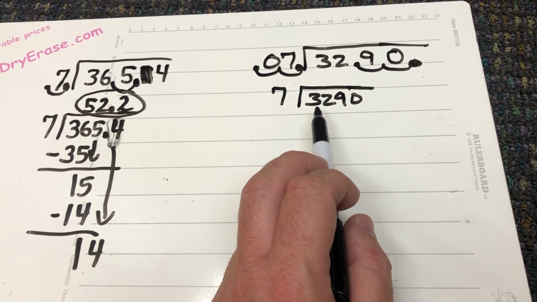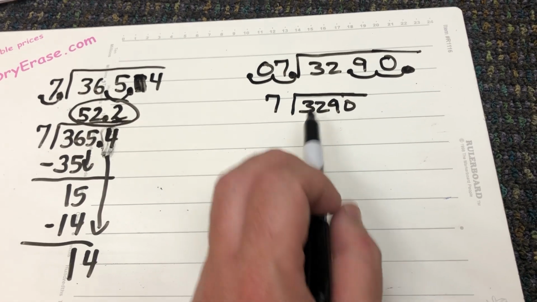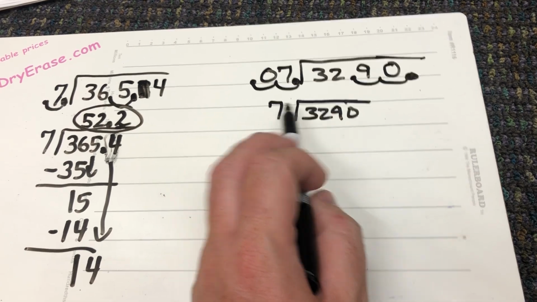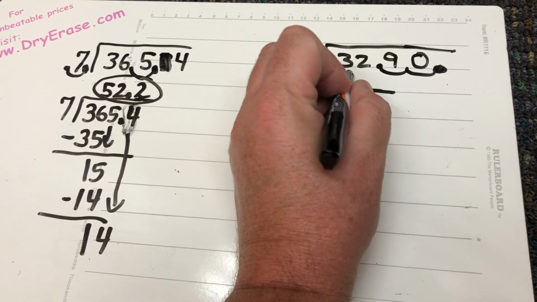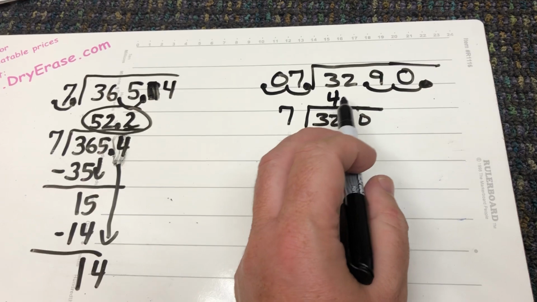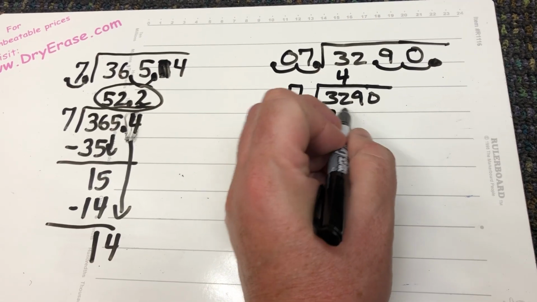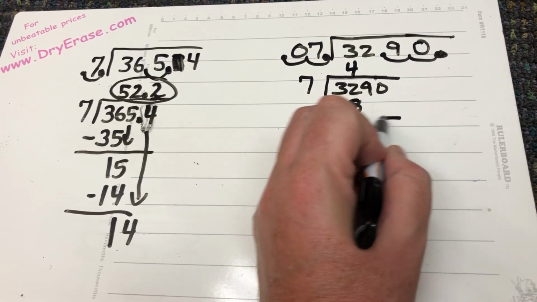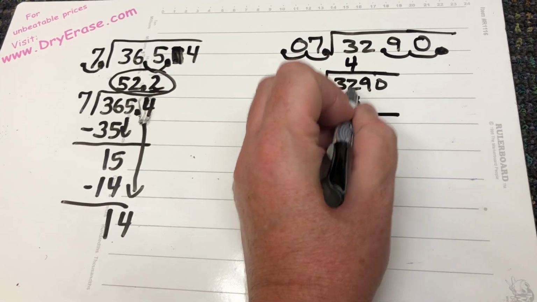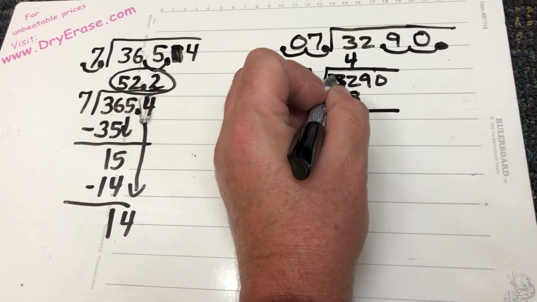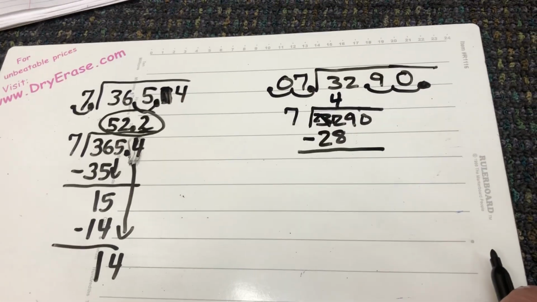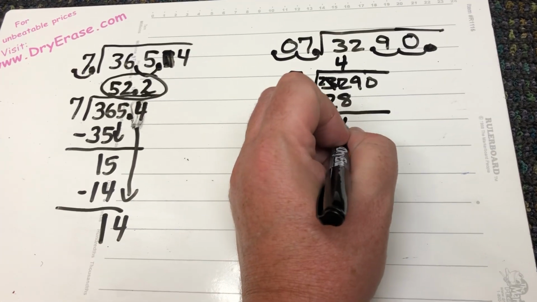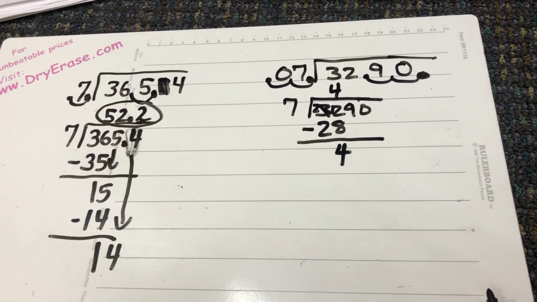All right? So I just go back to the regular division. 7 cannot go into 3, but 7 can go into 32 4 times. I do 4 times 7, and that's 28. Then I do 32 minus 28. I can't do 2 minus 8. I borrow from the 3, make it a 2, make the 2 a 12. I do 12 minus 8, which is 4.